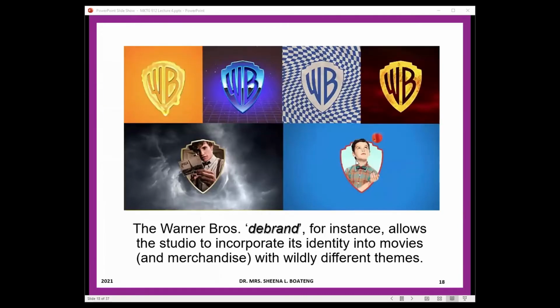Right? So for Warner Brothers, for instance, when they debranded to the Shield, you will realize that their previous brand that they had was more sophisticated than this, isn't it? They had a lot of depth and a lot of lines and shapes going on in the logo with different colors. But once they stripped it down, they've been able to extend it and spread it to incorporate various identities with regard to the different movies and TV shows, as well as merchandise that they produce in relation to the same, right? And you can see the multiple themes that they are being able to utilize their brand logo for.